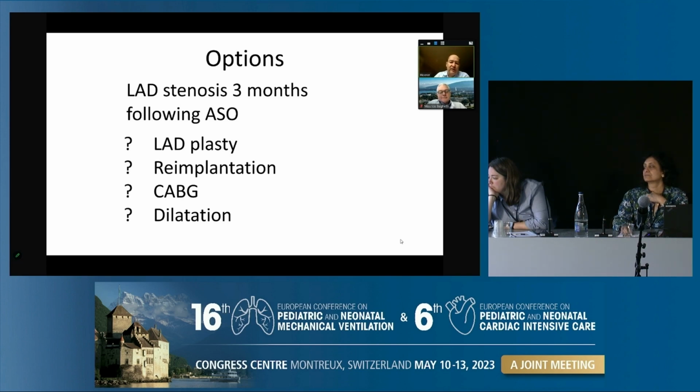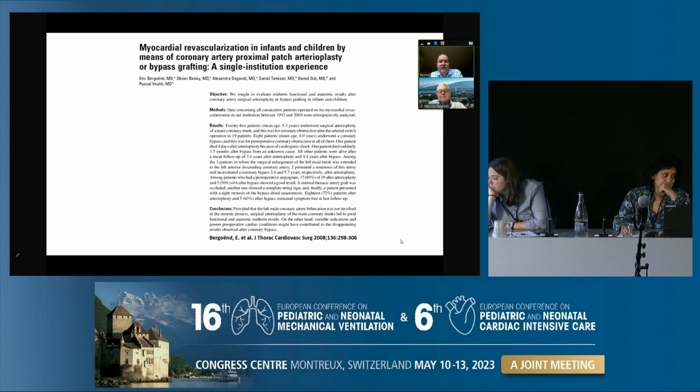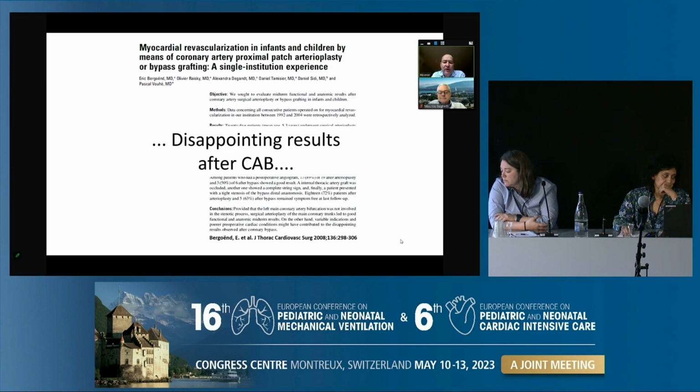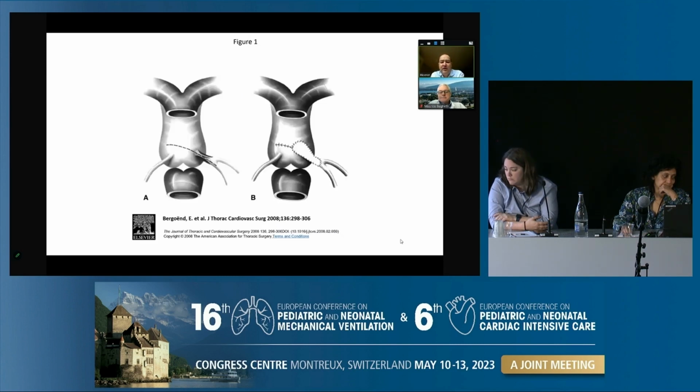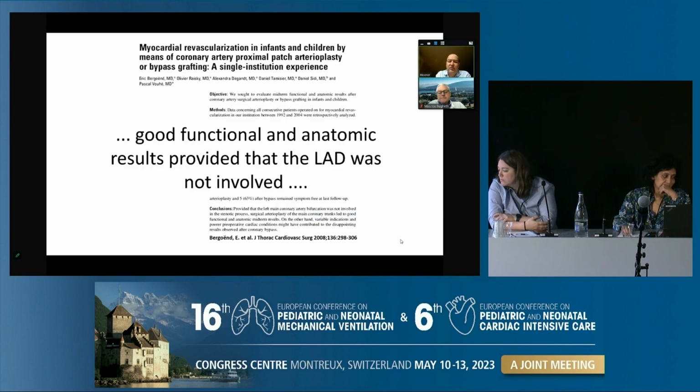There are several possibilities: LAD plasty, reimplantation, CABG, or even trying to dilate it in the cath lab. We looked up the literature, and there's a nice paper from the Necker group who had 25 patients with some sort of coronary problems operated on after the switch operation. They always had disappointing results with bypasses, even in older patients. They proposed coronary ostioplasty, but they also saw that the results are very bad when the LAD was involved. In fact, all patients with LAD involvement died following the procedure.